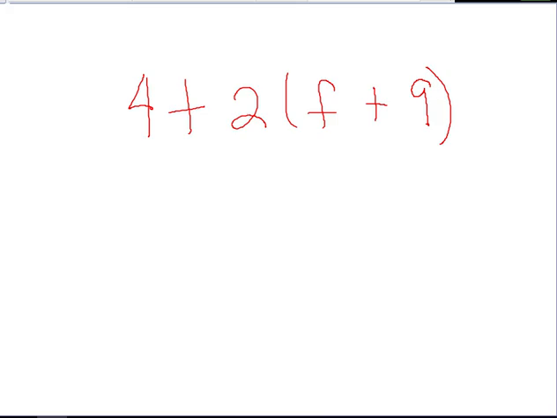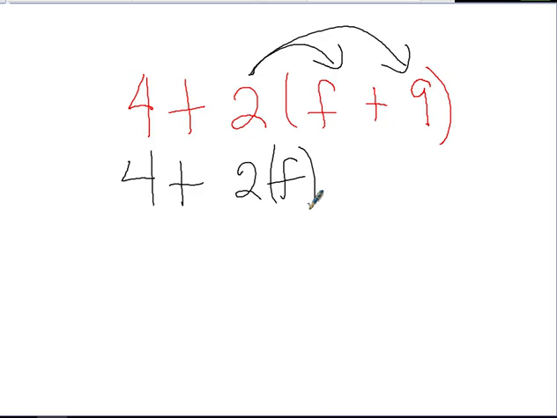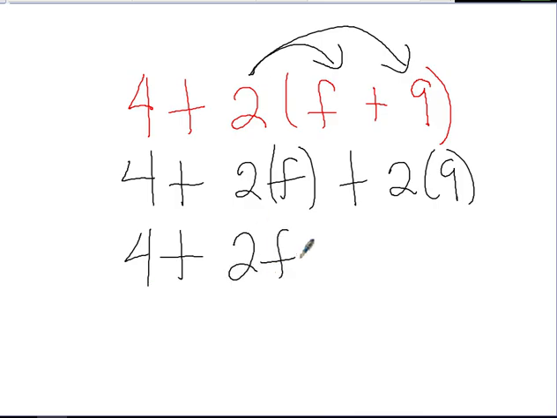4 plus 2 times the sum of f and 9. So again, parentheses first, but I can't combine these. So since I can't combine these, I'm now going to distribute the 2 to the f and the 2 to the 9. So following the order of operations, 4 comes down, not doing anything with that yet. So 2 times f plus 2 times 9. So 4 plus comes down. 2 times f is just 2f. 2 times 9 is 18.